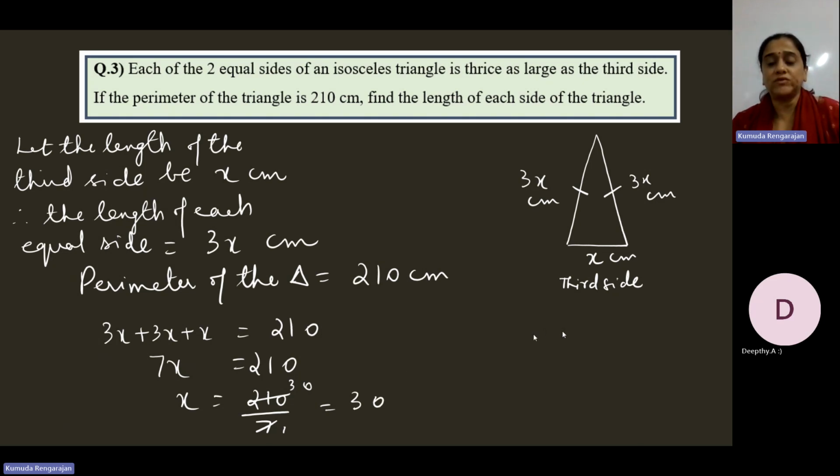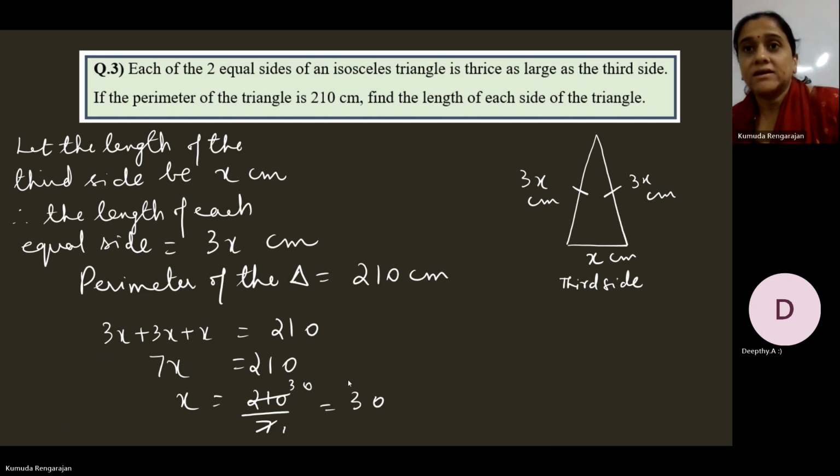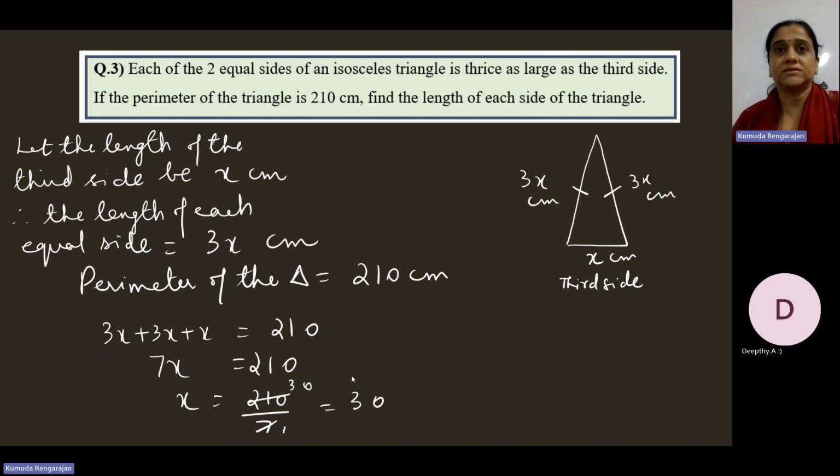Now we need to find the length of each side of the triangle. So x is equal to 30. So the third side is 30, correct? So each of the equal sides will be 3 into 30, 90 centimeters.